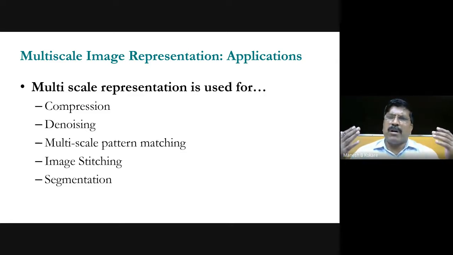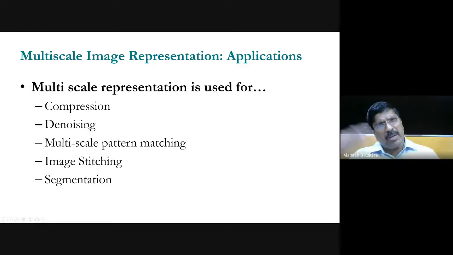So the high compression ratio with good SNR is the quality of that JPEG 2000. So multiple scale representation can be used for compression of the image. Also, this can be used for denoising, removing the noise from the image or scene.